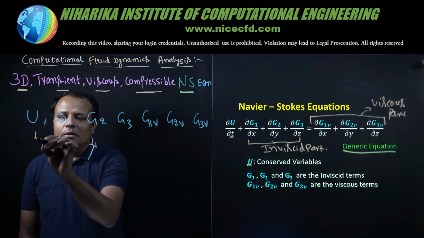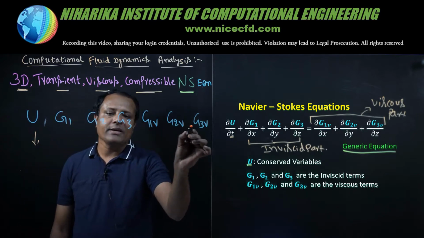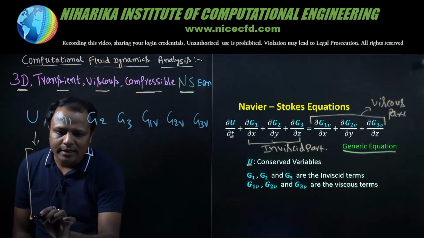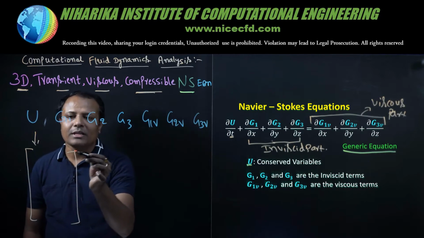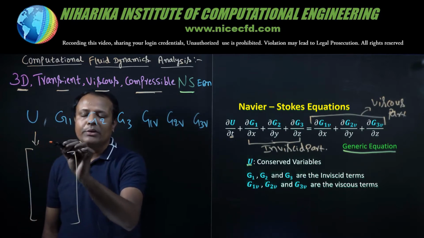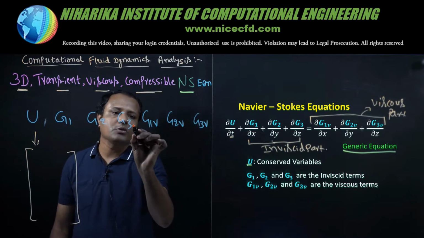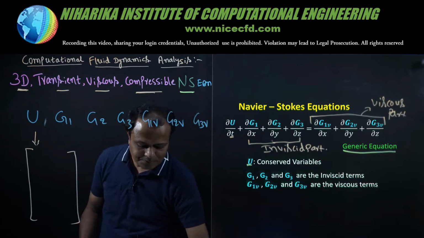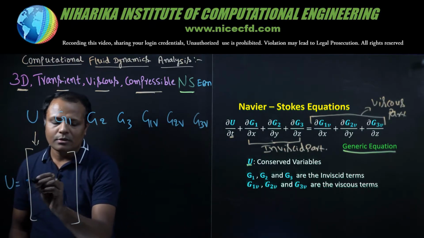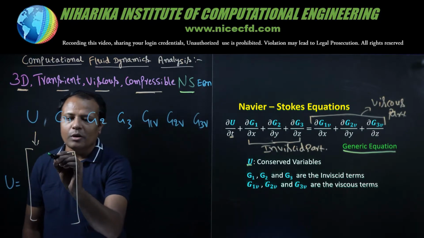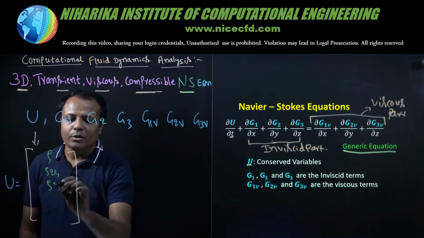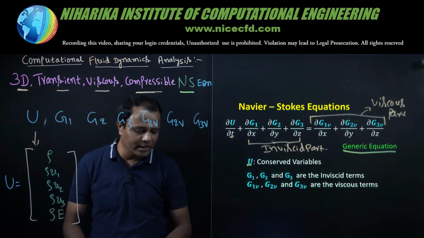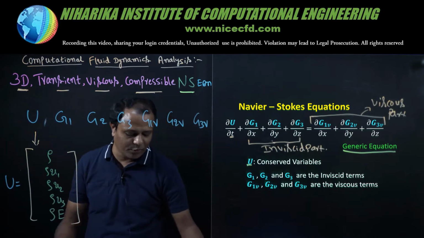Now, for these 7 variables, I am going to write a matrix. For the purpose of explanation, I am considering only U. In the same way, G1, G2, G3, G1V, G2V, G3V are going to have the matrix. Now, this is U. I have row U1, row U2, row U3, row E. How these terms have come, I am going to explain in the subsequent few minutes.